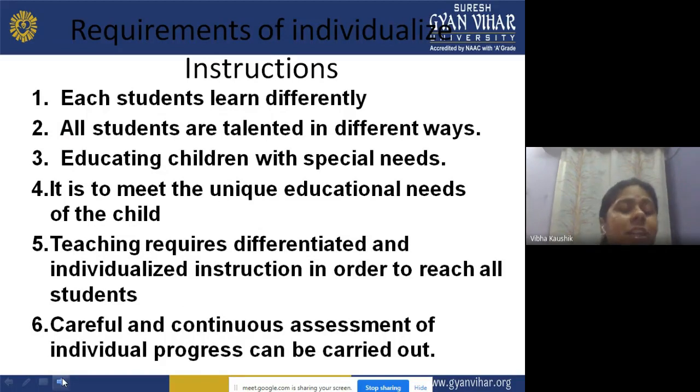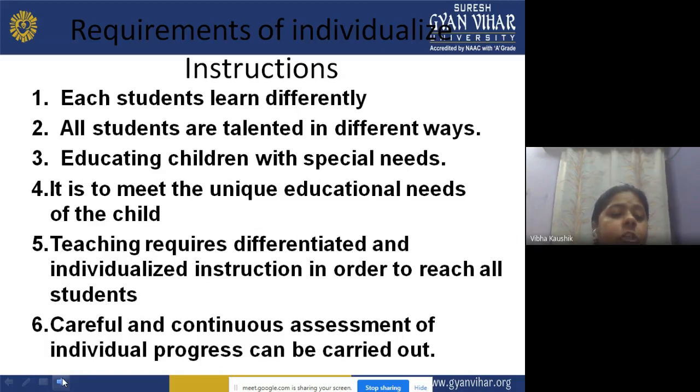Now, requirements of individual instruction. What are the necessary things for individualized instruction? Each student learns differently, meaning the style of learning of each and every student differs; two students are not alike. Individual differences are there. In the same way, each student learns in a different manner. All students are talented in different ways. Some have some abilities, other students have other abilities.